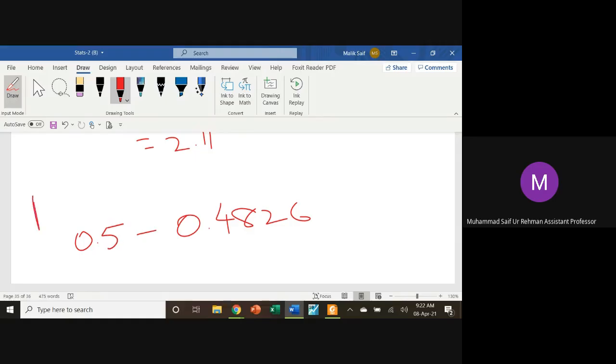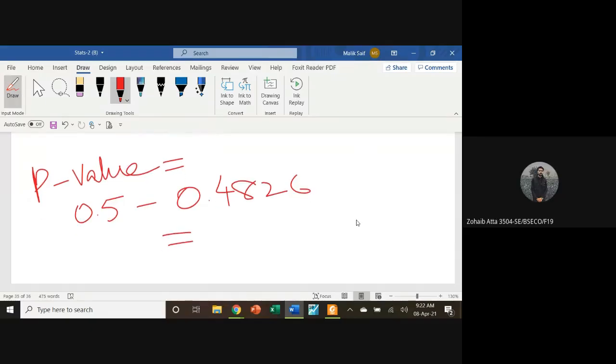So the p value will equal this. What is the answer? What is the p value? 0.0174. As this is the required value, the p value, you may stop over here.